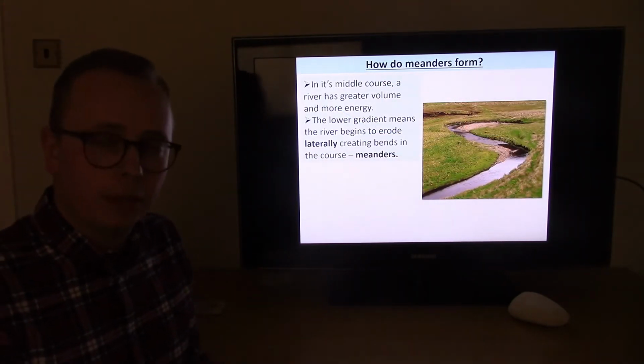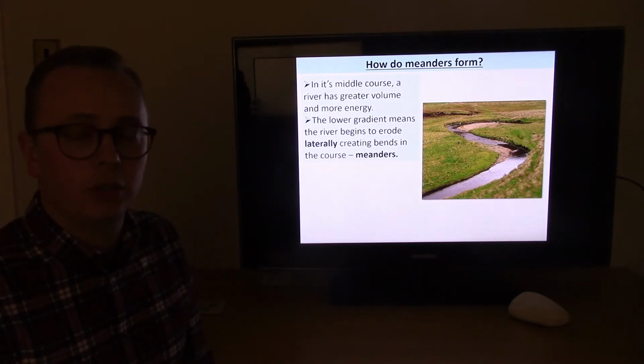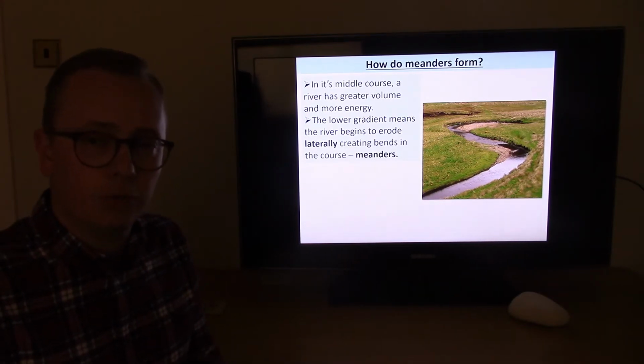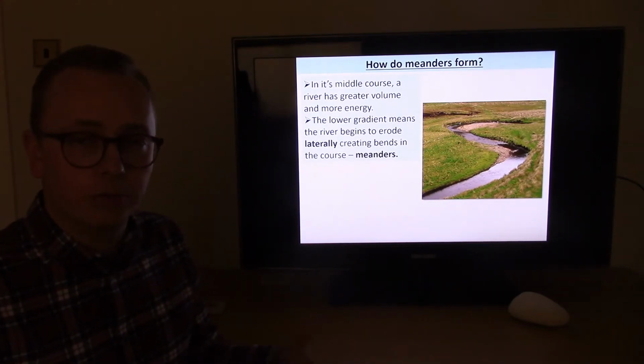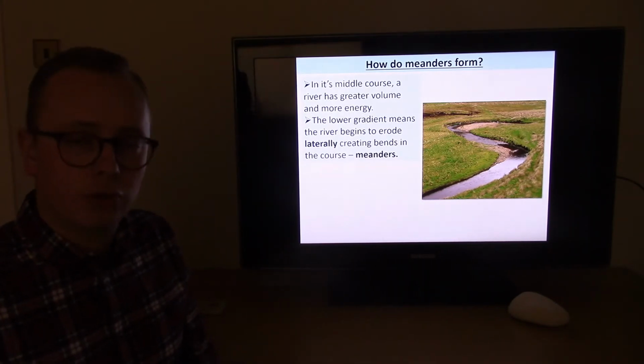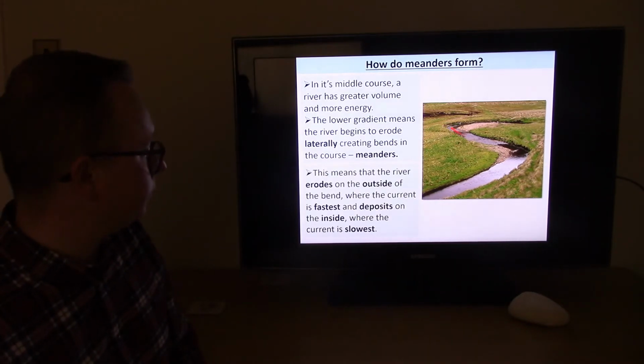So how do they form? Well, we're now in the middle course. There's an increased volume of water flowing through our river channel. Tributary, smaller streams have joined the main channel, increase the volume of water, and therefore its erosive power. And because we're at a lower gradient, erosion is lateral, it starts to create these bends in the river's course.